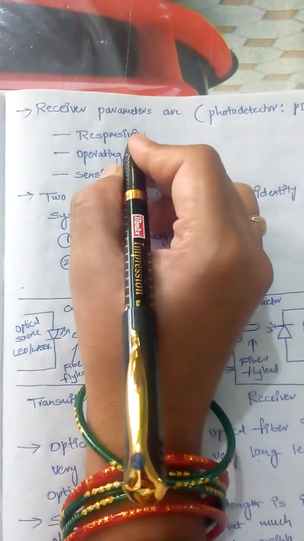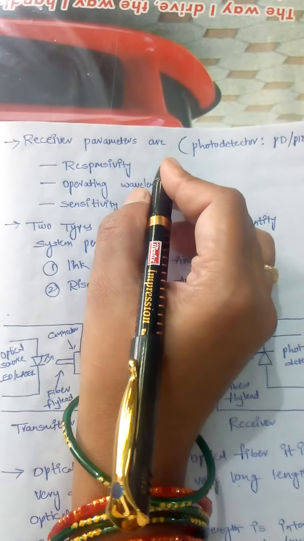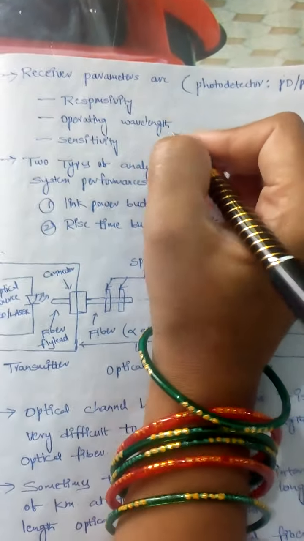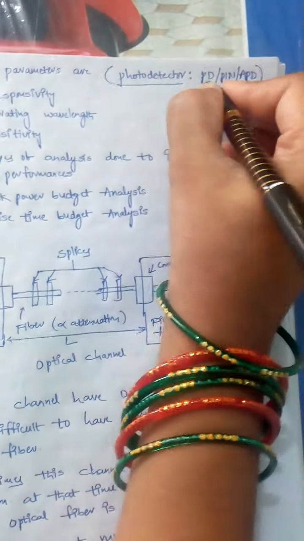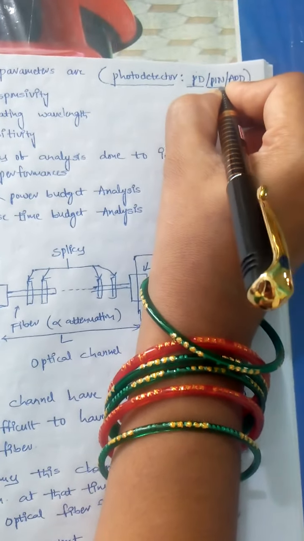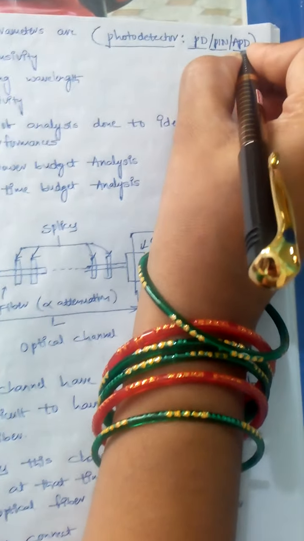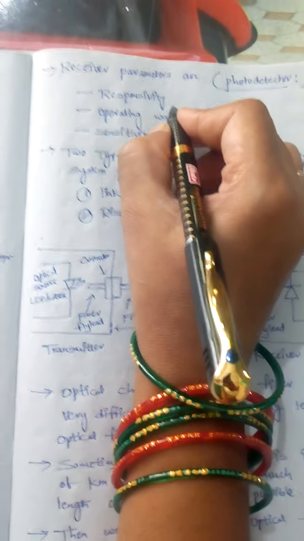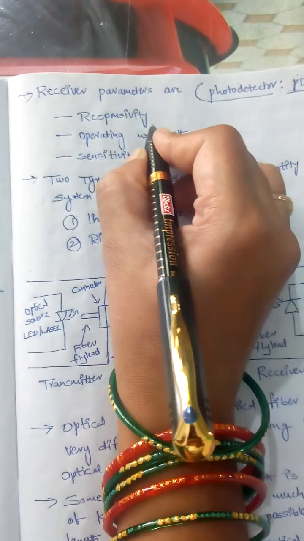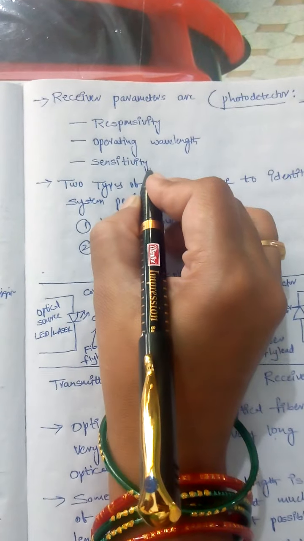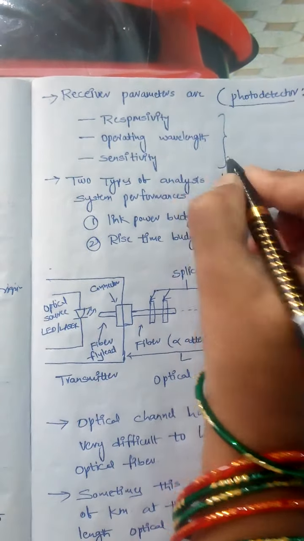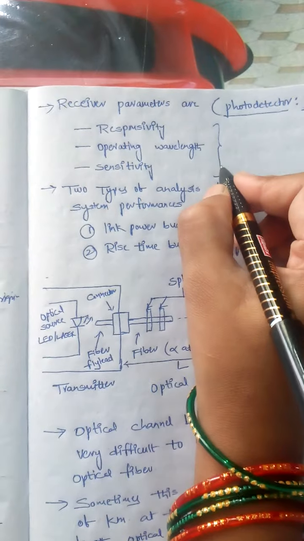Next, we can go to the receiver parameters. The receiver receives the original data. Photodetectors are used: photodiodes, PIN diode and APD, avalanche photodiode. The receiver parameters are responsivity and operating wavelength. What is the sensitivity of the receiver? These are the parameters on the receiver side we can measure.